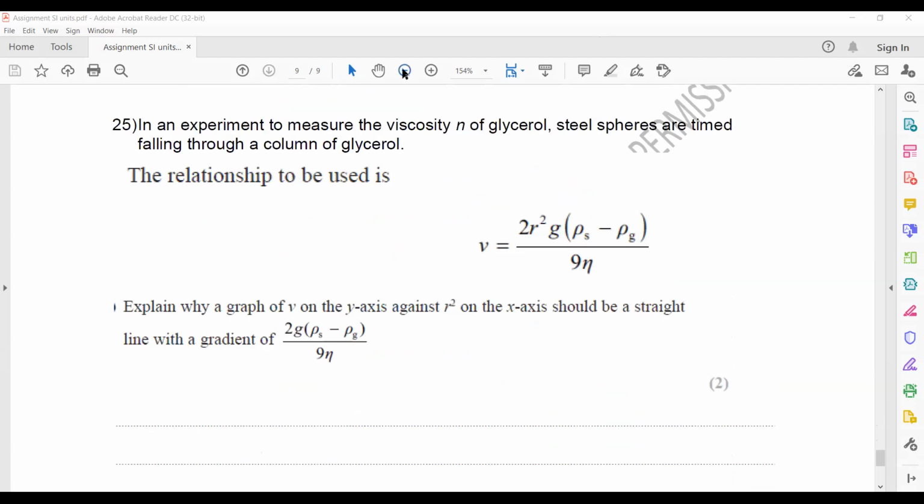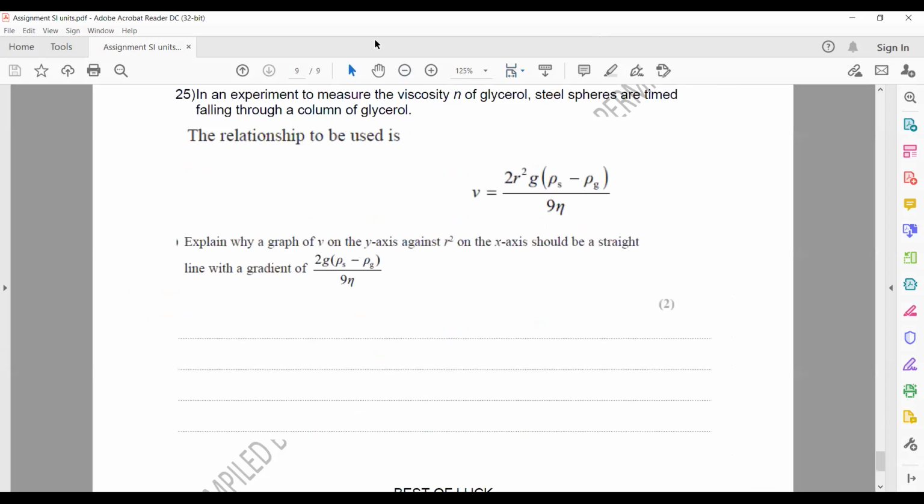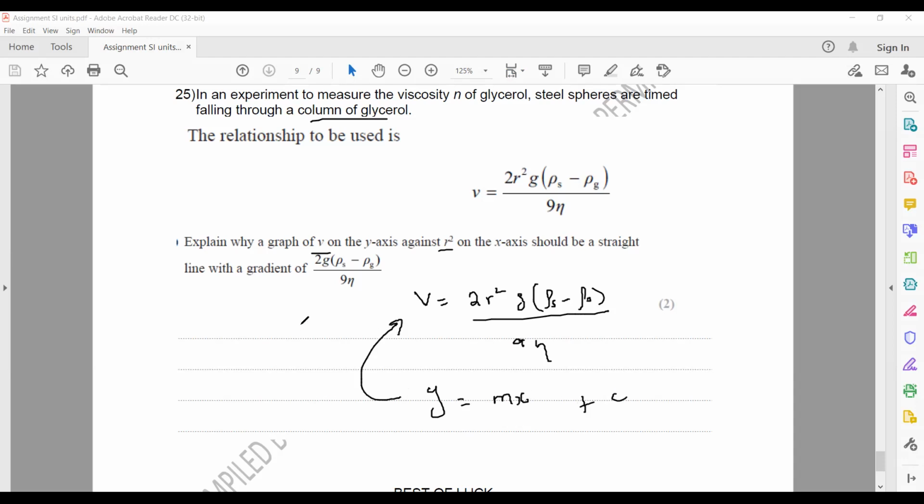In question 25, in an experiment to measure the viscosity of glycerol, a steel sphere is timed falling through a column of glycerol. Explain why a graph of V and R squared should be a straight line with a gradient. Why should it be a straight line? Because you have this equation, V is equal to 2R squared g, the difference in the densities, divided by 9 eta. When I compare with y is equal to mx plus c, on the y-axis I have V, on the x-axis I have R squared, and the y-intercept is 0.